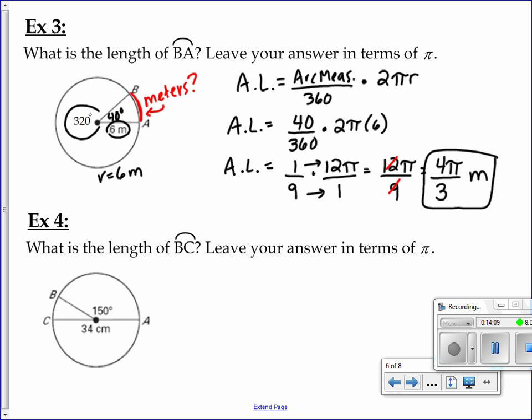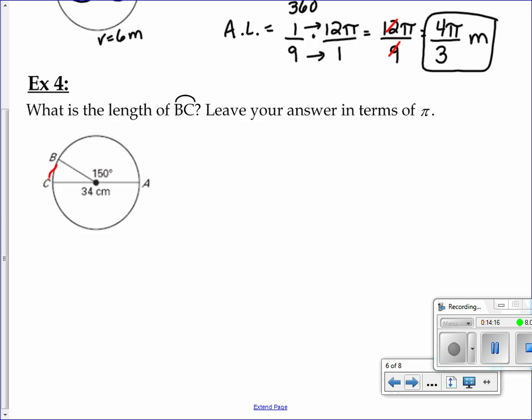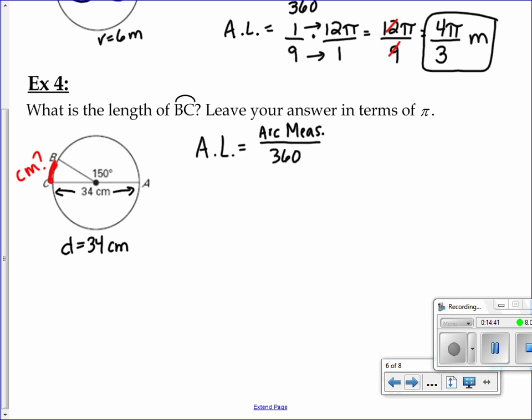Okay, let's do another one. Example 4, what is the length of arc BC? This time we're using centimeters, okay? So we're trying to figure out how many centimeters long this is. But this time we have been given a diameter of 34 centimeters. So when I'm doing my arc length, I'm going to do a different circumference formula. I'll do the pi times diameter one.